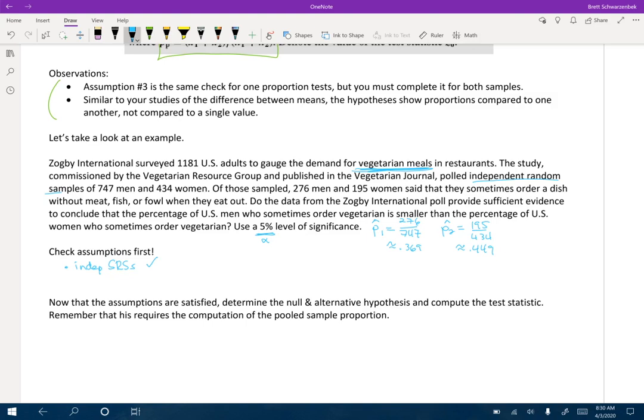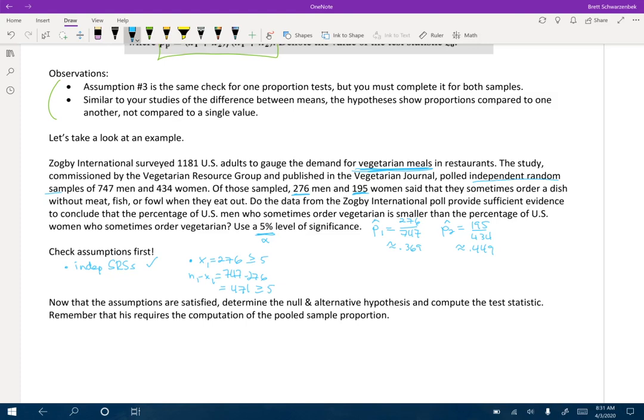So in our problem, we are given the success values. They're right here, 276 and 195, so we can go ahead and use them. So we need x1, which is going to be 276, and we also need n1 minus x1, which is 747 minus 276, or 471. We need those to be greater than or equal to 5, which they are.